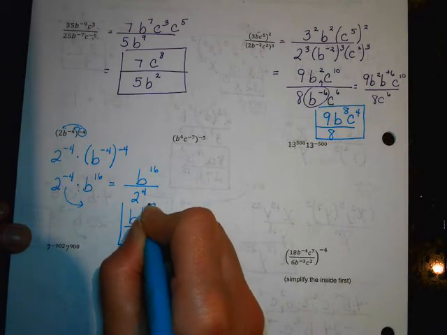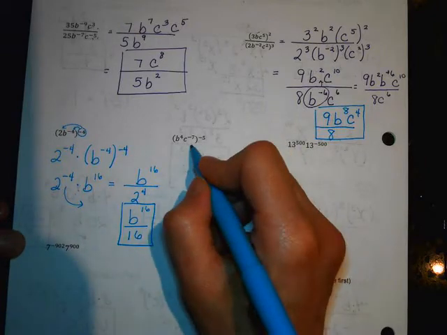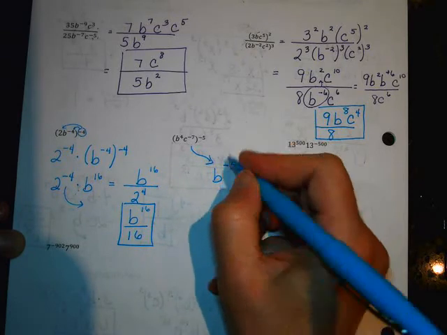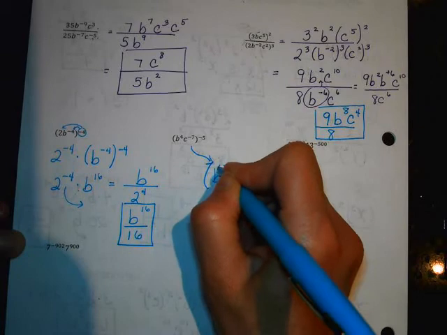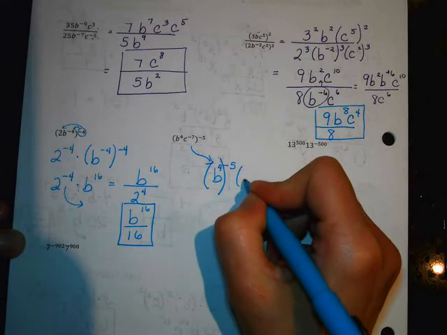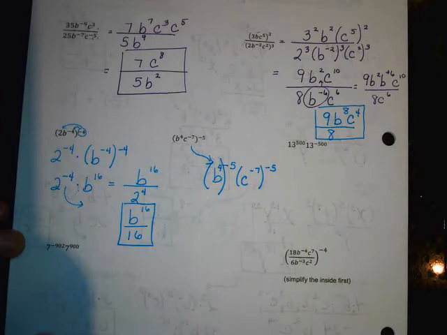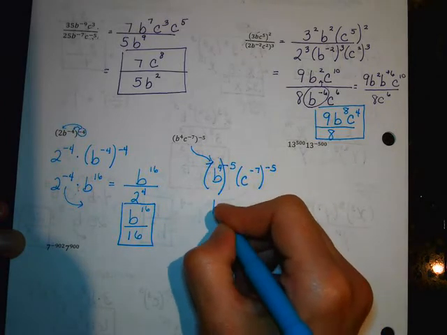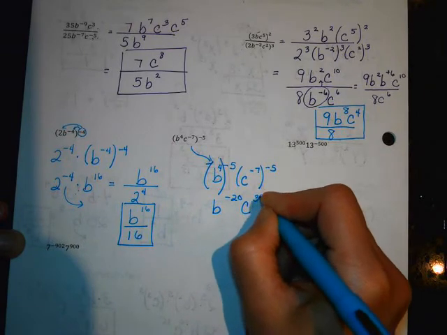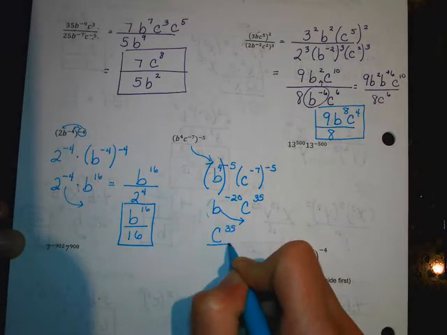How you doing? Only a couple more to go. You ready? Okay, so this will be b to the 4th, all raised to the negative 5. And then we'll have c to the negative 7, all raised to the negative 5. All right, so if we multiply, we'll get b to the negative 20, c to the 35, because a negative 7 times negative 5 is a positive. Not so happy, so we're going to bring him downstairs. We're going to make a fraction and bring him downstairs.